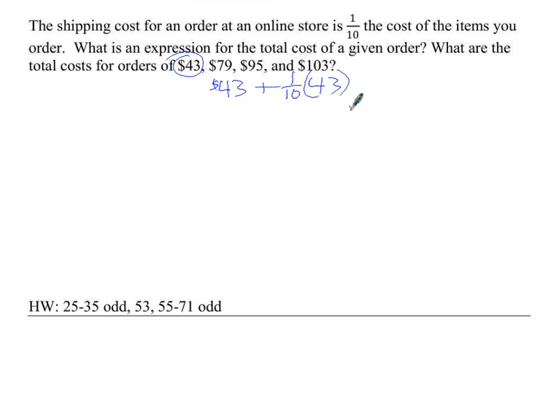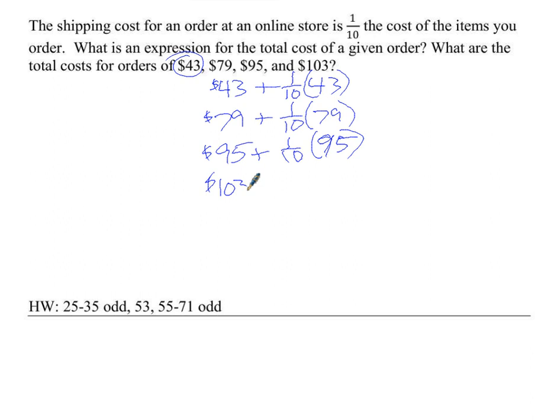So that's the point. Now we're just going to do that again for $79. My order now is $79, so I got to figure out what shipping is going to be, and then I got to add them together. So adding them together means plus what? 1/10 of 79. Got to do it again for 95. So we have 95 plus 1/10 of 95, and finally 103 plus 1/10 of 103.